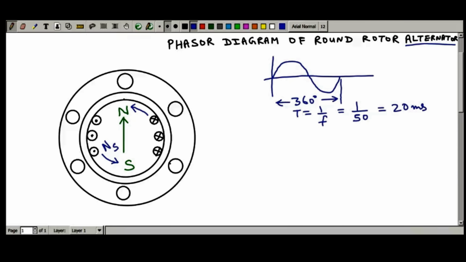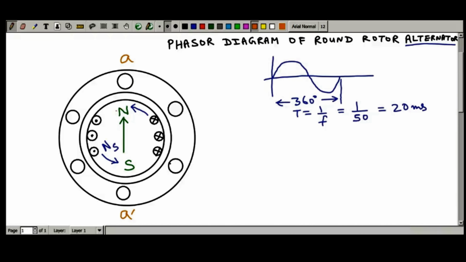So right now in the diagram you can see this north pole of the rotor is in front of this coil side on the armature. Let me write this as coil side A, and this I am writing as coil side A dash. So what you can see, north pole and south pole are in front of coil side A and coil side A dash respectively. So this will have the peak induced EMF right now.